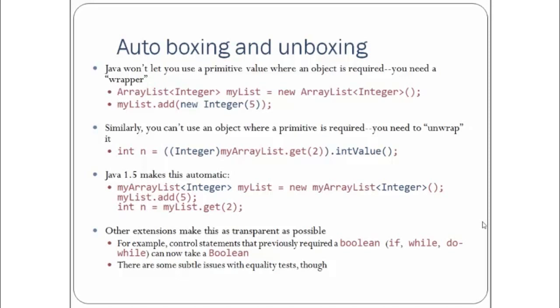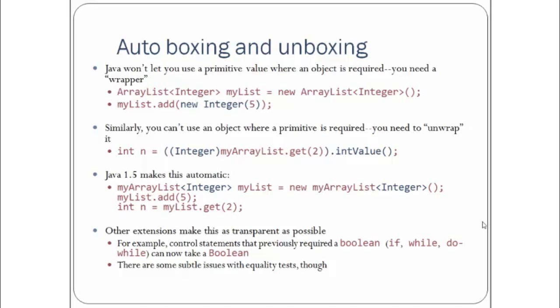Similarly, you can't use an object where a primitive is required. You need to do an unwrap. If you need to fetch an element and store it into an int, which is a primitive type, then you need to unwrap by casting it to Integer and using the method intValue. But from Java 1.5, this is made automatic.